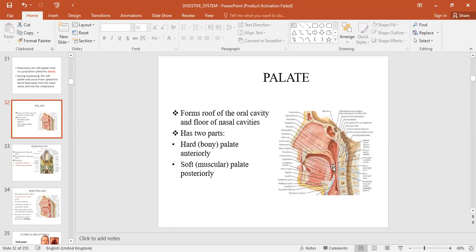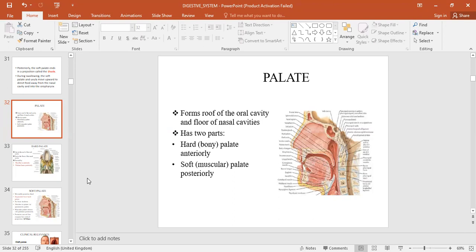I mentioned this to say, if you open the mouth and look at the back, there will be a structure that is seen hanging down from the mouth. That is the uvula. Okay. That is all about the palate. It's simply the roof of the mouth. Hard palate in front, soft palate posteriorly.